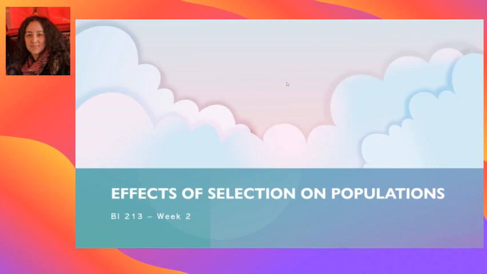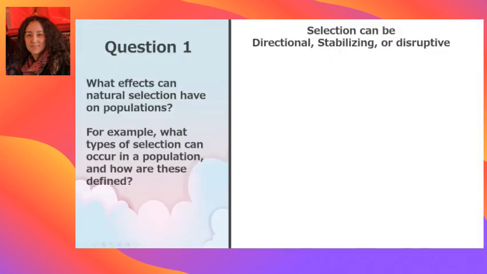So we're going to go over this worksheet here, effects of selection on population, and we're just going to dive right in. So question 1, what effects can natural selection have on population? For example, what types of selection can occur in a population and how are these defined? So you see here we have directional, stabilizing, or disruptive selection, and we're going to go over each of those. And often I will take a moment to pause after sharing information just so you have time to take notes.